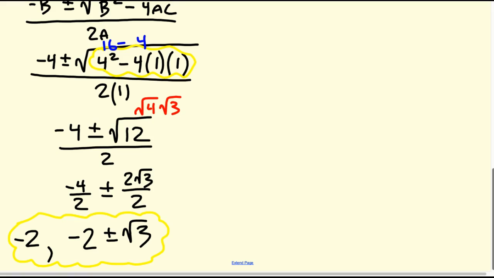Some of you might be going, I don't know. That's negative 2 plus the square root of 3 is one of the roots. Negative 2 minus the square root of 3 is another root. And just negative 2 is a root. So there's 1, 2, 3.